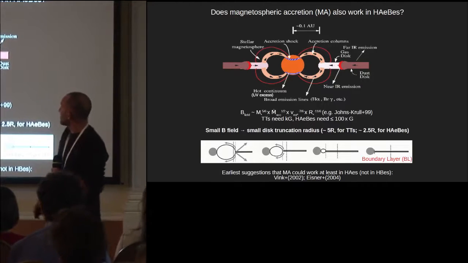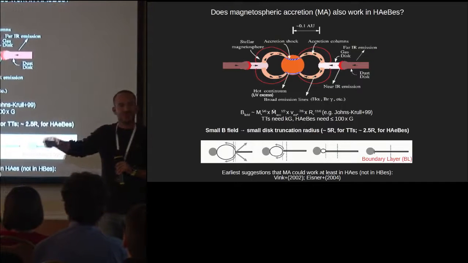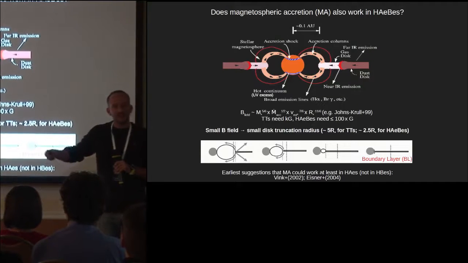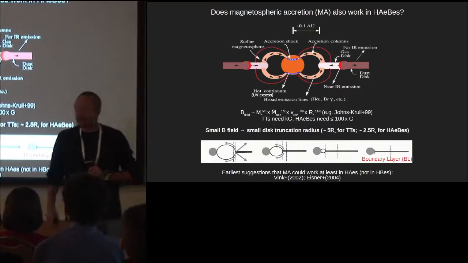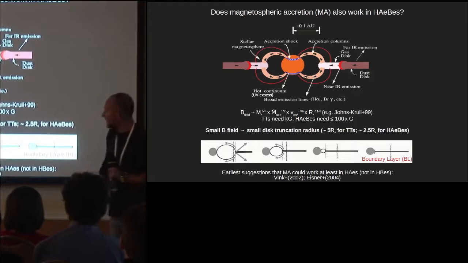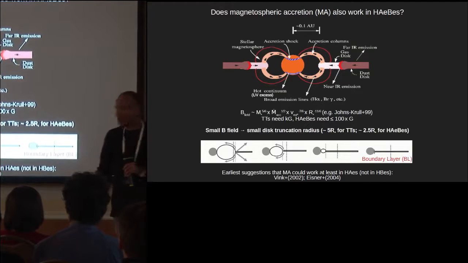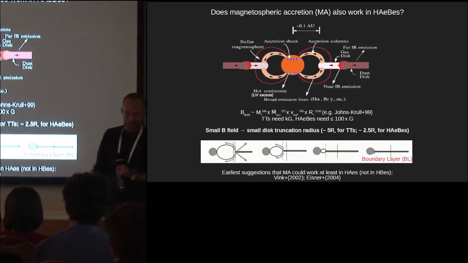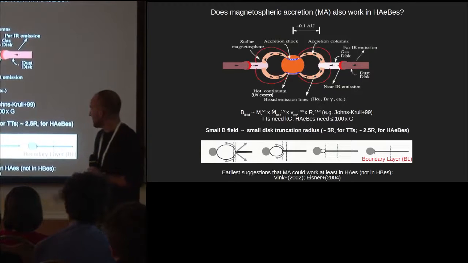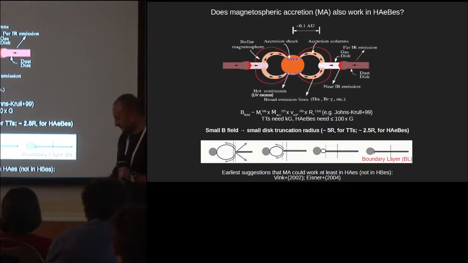So does magnetospheric accretion also work in Herbig Ae stars? I don't know, but I will show several pieces of evidence that may suggest that it could work for Herbig Ae stars, but probably not for Herbig Be stars. And actually, the earliest suggestions indicating that magnetospheric accretion could work in Herbig Ae stars were given at the beginning of the century, mainly from spatially resolved observations: from spectropolarimetry by Vink et al. and interferometry by Eisner et al.